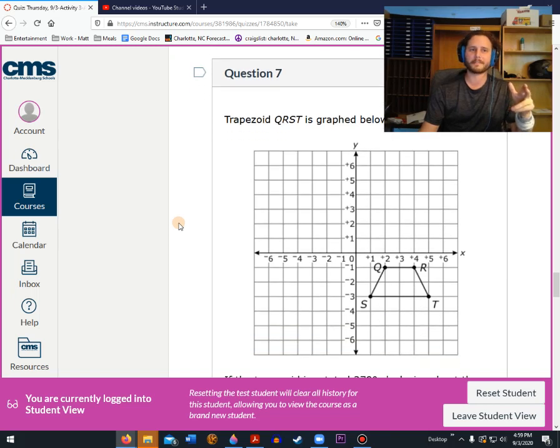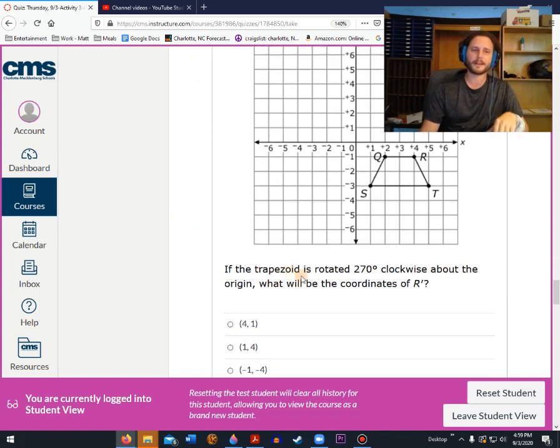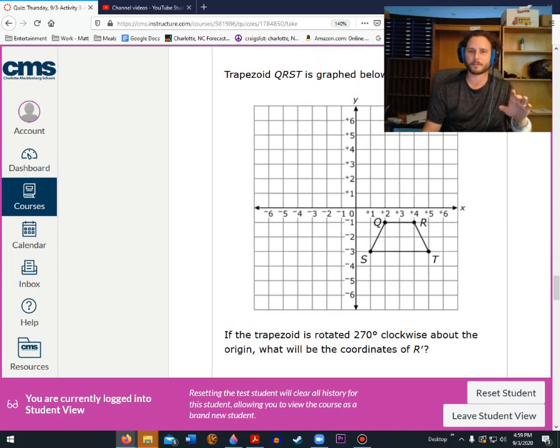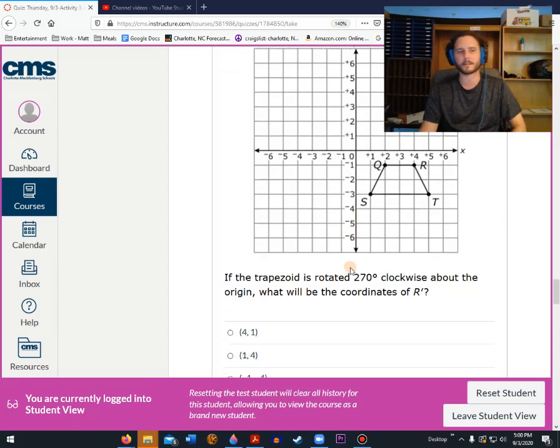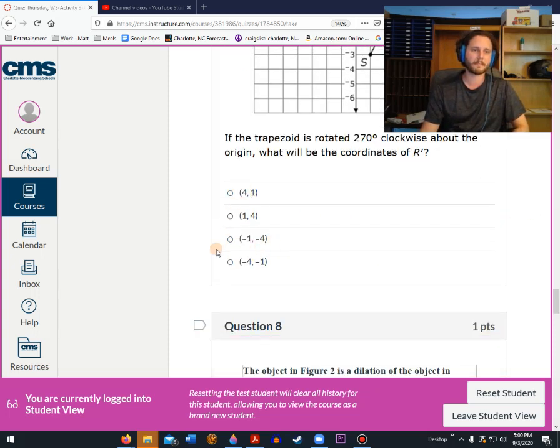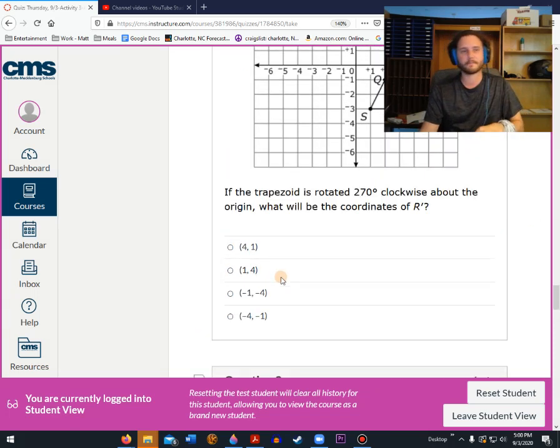For number 7, it says this trapezoid is rotated 270 degrees clockwise about the origin. So this point R is rotated 270 degrees. 90, 180, 270. Trapezoid should end up there. Let's cross out all the answers that aren't double positives. So that can't be it, that can't be it. It's either A or B.